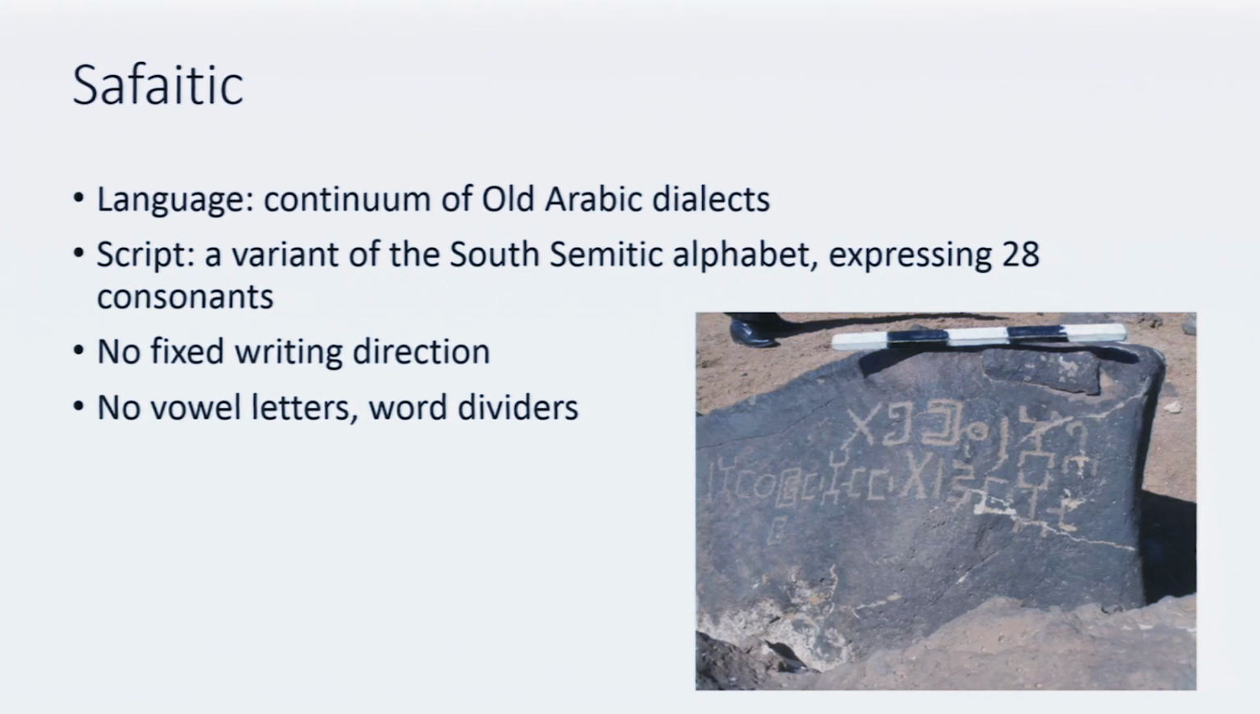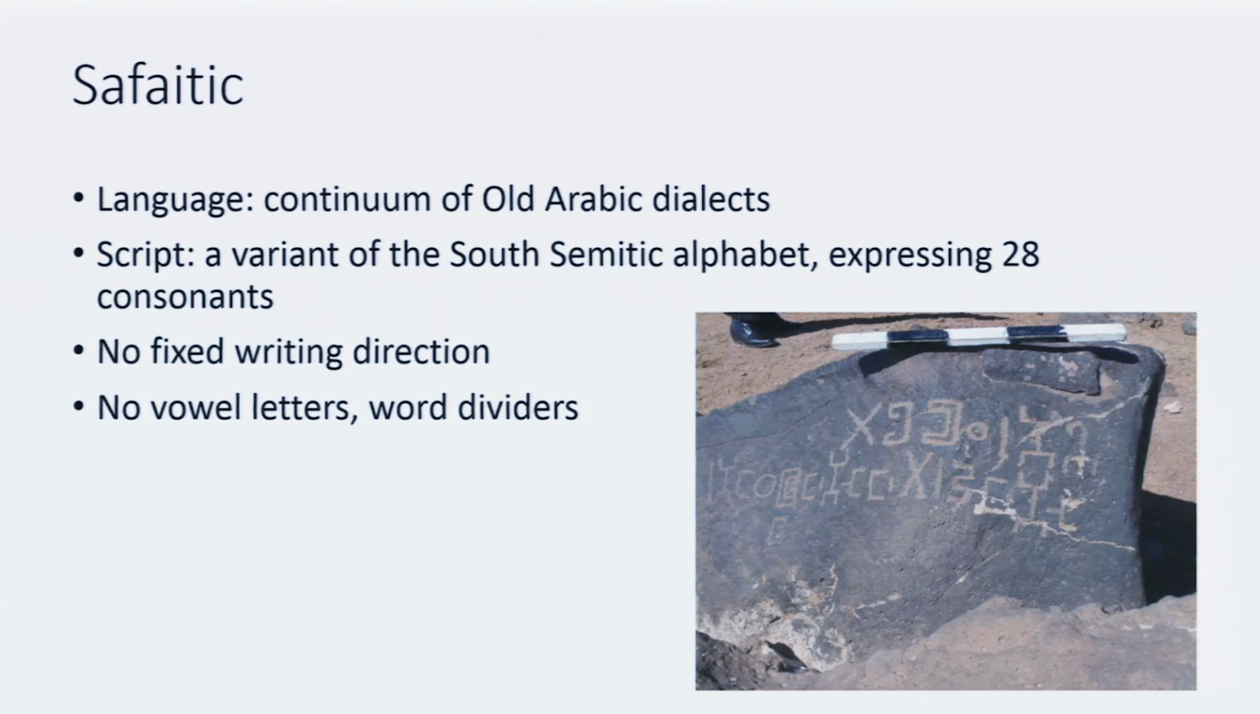There are no vowel letters and no word dividers. So if you didn't know the language, you wouldn't know where one word ended and one began, and you don't have all of the phonetic material present in the writing system. All the vowels, long and short, are missing, right? So you have a really defective writing system, but all the consonants are represented. The language of the Safaitic script is not uniform. You have a continuum of Arabic dialects.